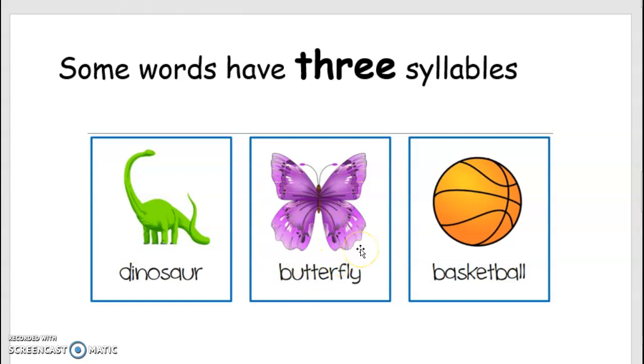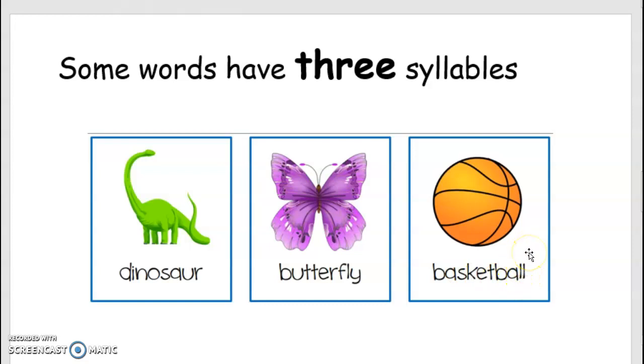Let's try this one. Say butterfly. Let's clap it out. Butterfly. How many times did you clap? That's right, you clapped 3 times. So therefore, there are 3 syllables in the word butterfly.